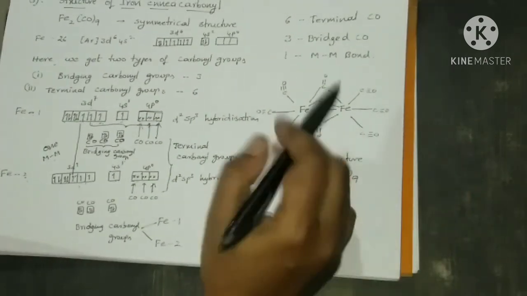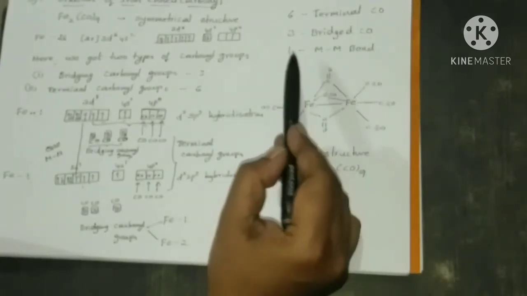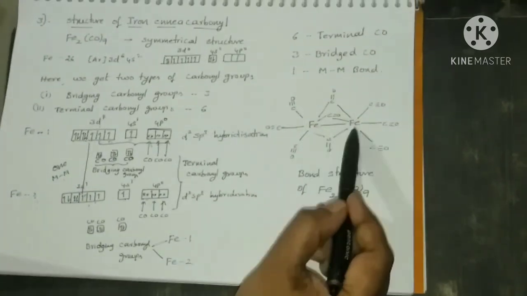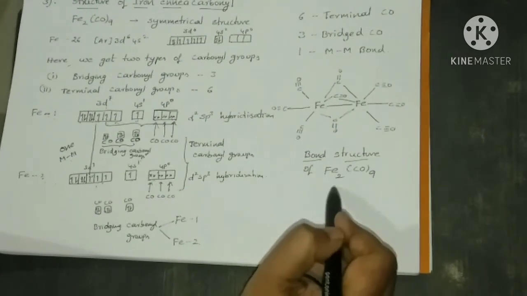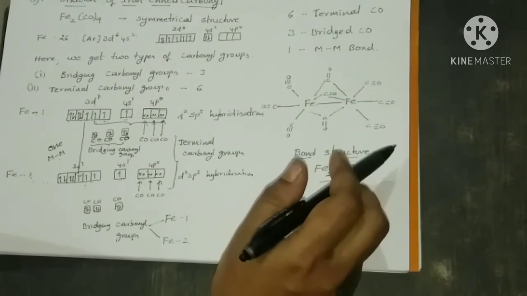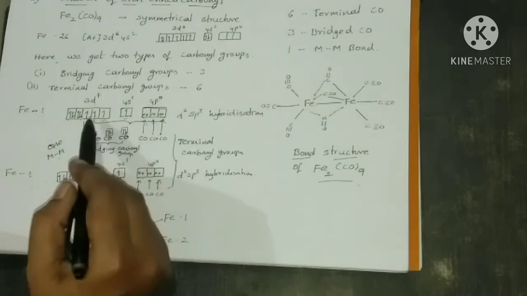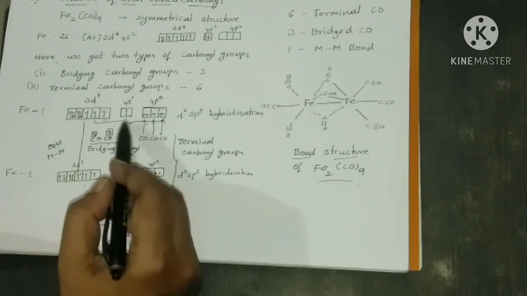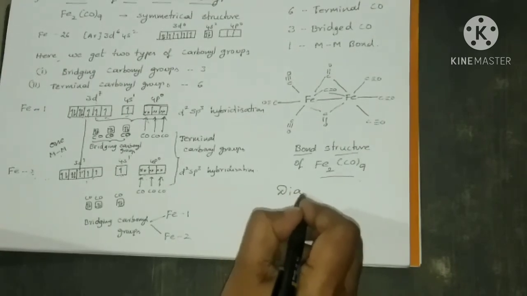Okay, so that we have 6 terminal carbonyl groups, 3 bridged carbonyl groups, and 1 metal bond between iron and iron. And so this is the structure of Fe2(CO)9. Okay, and here also all the orbitals are filled up with paired electrons. So this is diamagnetic in nature.